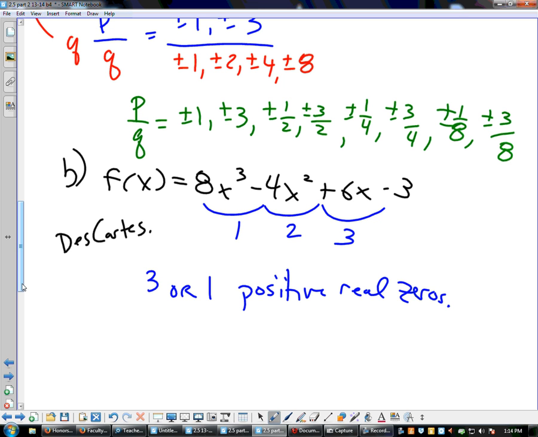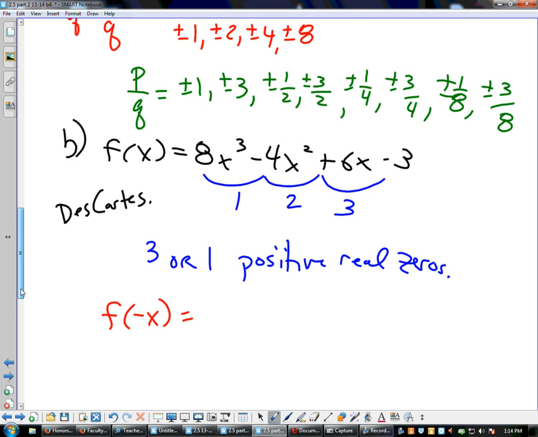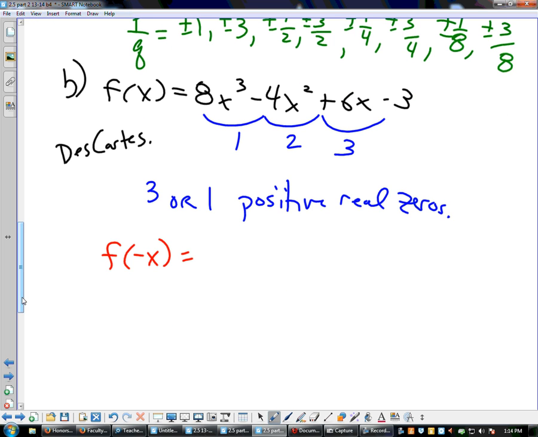To find the number of negatives, we need to look at f of negative x. With this, if it's an odd exponent, it will change sign. So negative x cubed gives negative 8x cubed. If it's an even exponent, it will not change sign, so that's going to stay a minus 4x squared. And then this one is to an odd power, 6x to the 1, so that's going to change sign to a negative 6x, and the minus 3 stays the same.